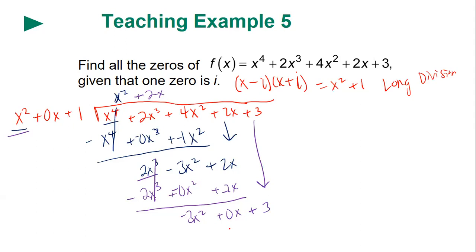Last go around. What is 3x squared divided by x squared? 3. Now we multiply. 3 times x squared is 3x squared.